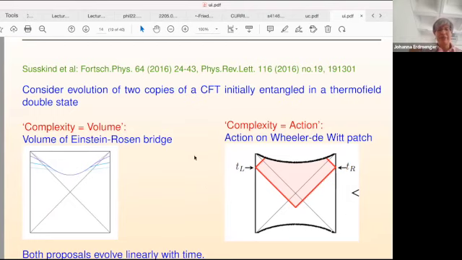Now there's another proposal. This is the complexity equals volume proposal, but then there's also a complexity equals action proposal. There, rather than just using the volume, which is something kinematical, not dynamical, we calculate the gravity action on this causal patch here, the so-called Wheeler-DeWitt patch. This has the same property of growing linearly with time. So the question is which of these is actually realized in this duality. This is an unanswered question, but it has really triggered a lot of significant research in the last couple of years.